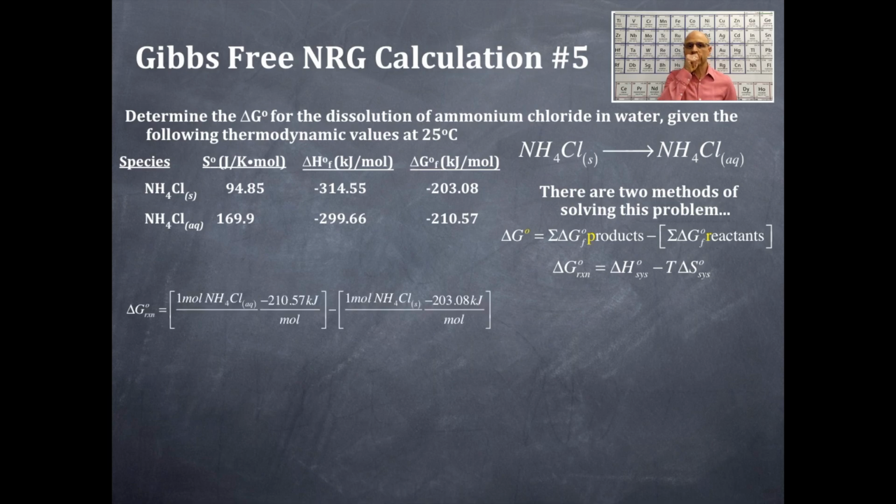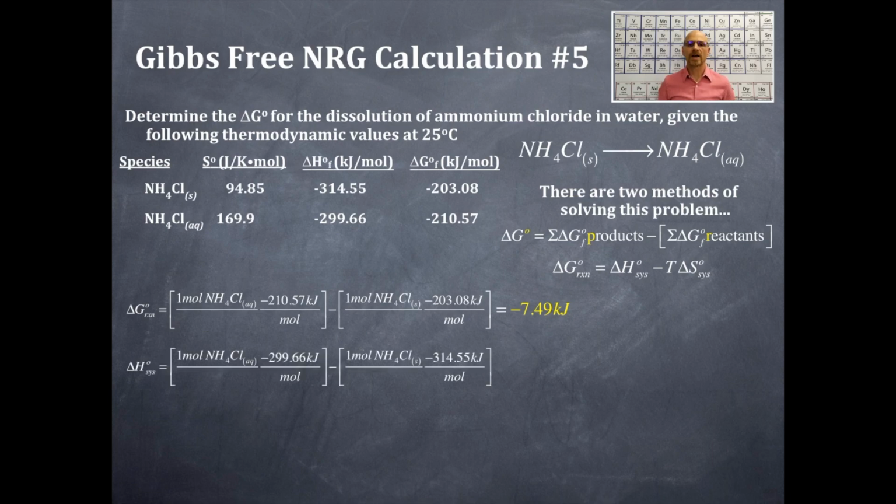The delta G is equal to 1 mole of the ammonium chloride times the value here for it in the aqueous state. Remember, it's products minus reactants, minus the 1 mole of ammonium chloride times its value in the solid state. I'm going to get a value for this, and that's -7.49 kilojoules. That negative sign should let you know if this is spontaneous or non-spontaneous. I'll touch upon that in just a moment, but you should be thinking about that.